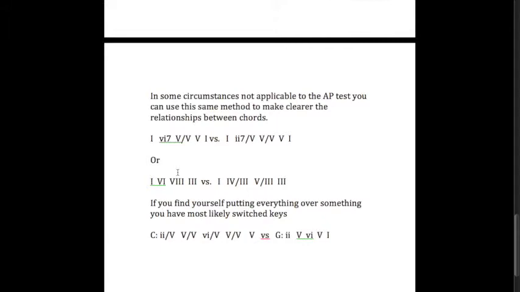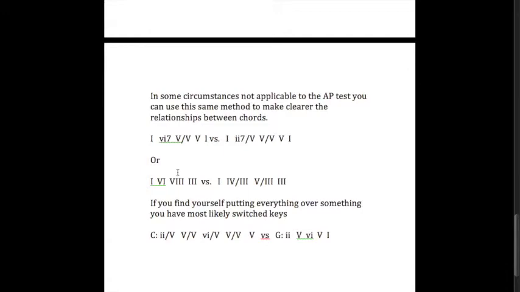Another example would be a 1, 6, 7, 3 versus a 1, 4 of 3, 5 of 3, 3. Now, the reason to use those other Roman numerals is it makes your relationships between the chords clearer. Because a 6 to a 7 is a weird chord change, and then a 7 to a 3 makes a bit more sense because it's a circular thing. But again, you can simplify that as a 5 of 3 to 3 because they have a dominant relationship. But then what do you do with the 6? Well, it turns out it has a predominant relationship with the 7, so you can do 4 of 3, 5 of 3, 3.